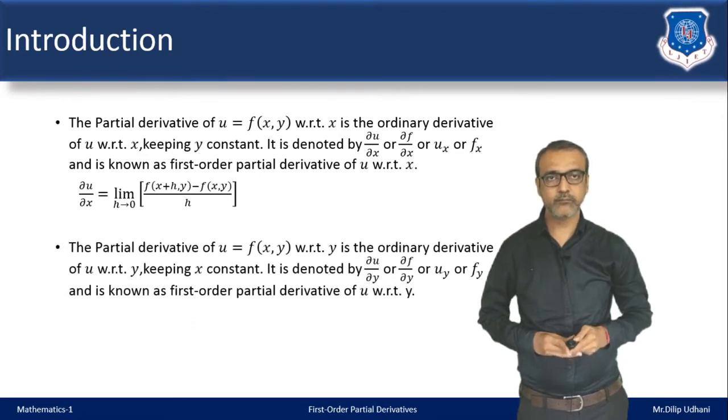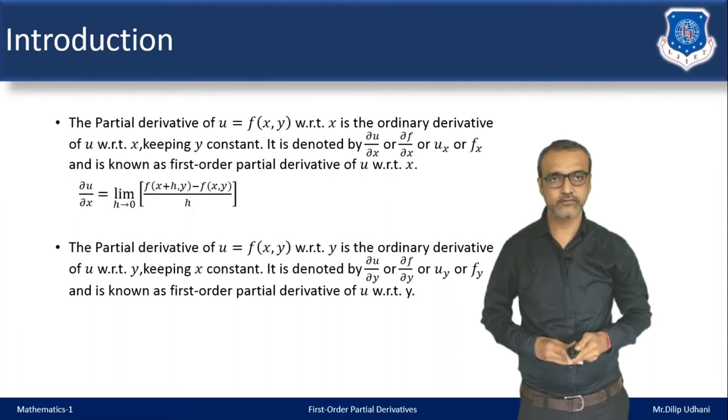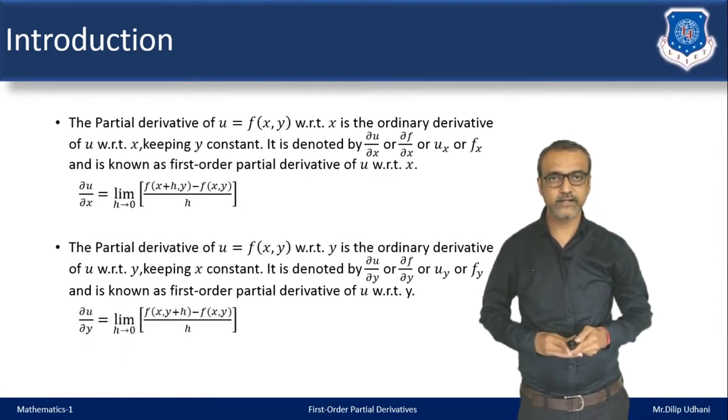Now similarly, the partial derivative of u, that is equals to function of x, y with respect to y, is the ordinary derivative of u with respect to y, keeping x constant, and it is denoted by del u by del y or del f by del y or u y or f y, and is known as first order partial derivative of u with respect to y. That is del u by del y, that is equals to limit h tends to 0 function of x comma y plus h minus function of x comma y divided by h.